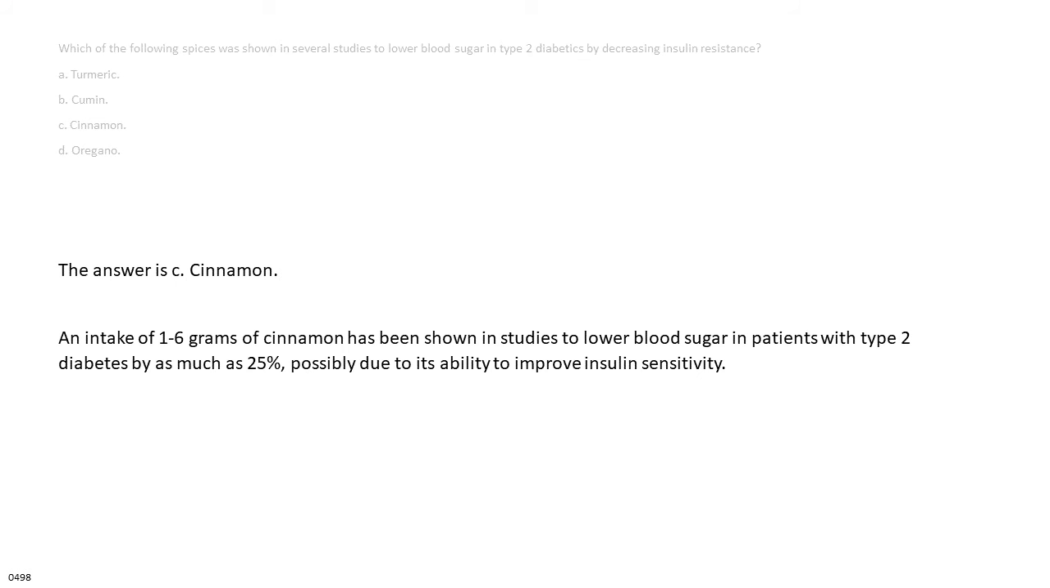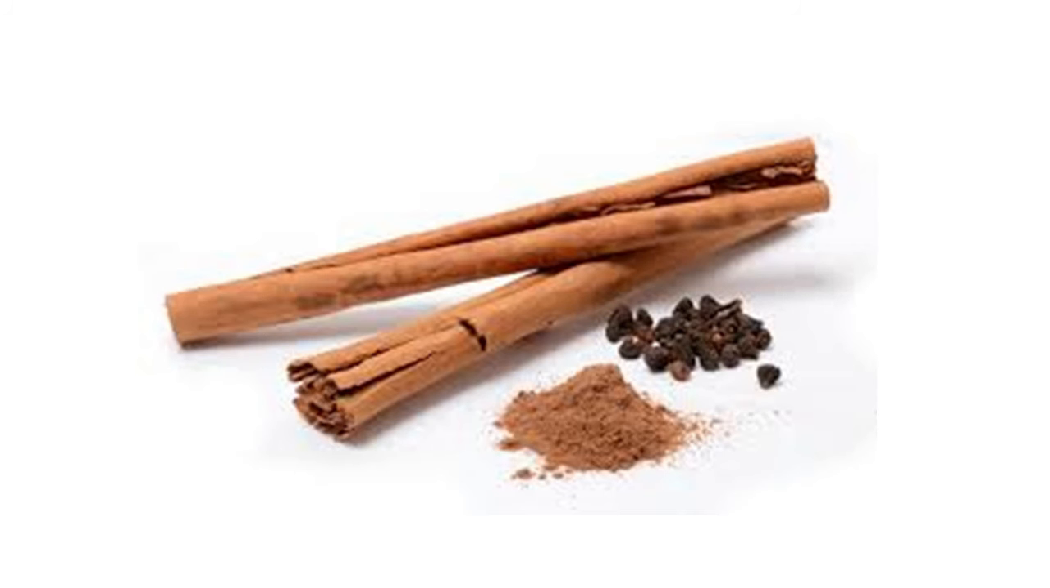The answer is C. Cinnamon. An intake of 1 to 6 grams of cinnamon has been shown in studies to lower blood sugar in patients with type 2 diabetes by as much as 25%, possibly due to its ability to improve insulin sensitivity.